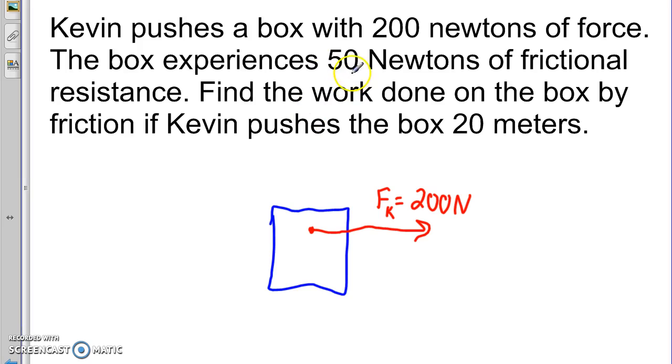Now it says here the box experiences 50 newtons of frictional resistance. So hopefully you recognize that the frictional force is going to go backwards like this, just like we did before with Newton's second law. So this is going to be F of friction, and the frictional force is going to be equal to 50 newtons. So we have two forces on here. Let's find the work done by friction first.